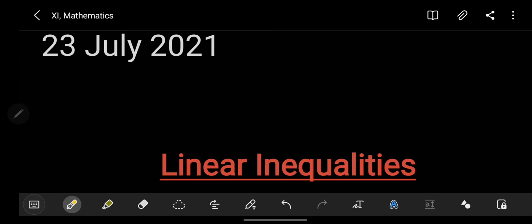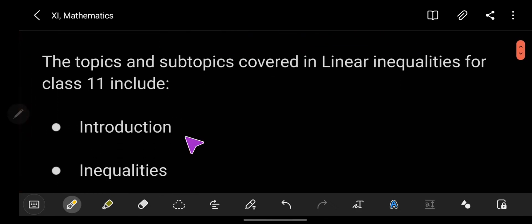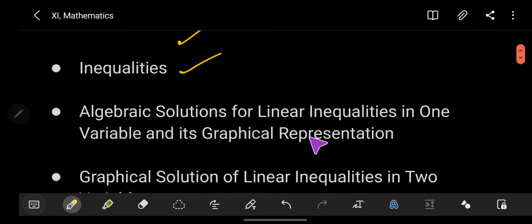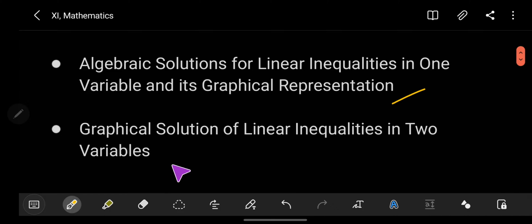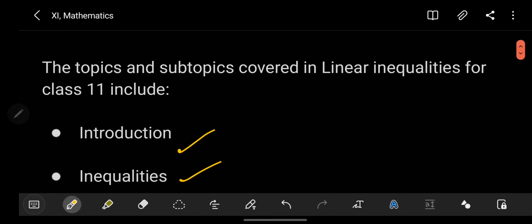Today we shall start with a new chapter of mathematics, that is linear inequalities. It can be called linear inequations also. In this chapter, first of all, we'll talk about the introduction part. Then what is the meaning of inequalities? Then we talk about algebraic solutions for linear inequalities in one variable and its graphical representation. Graphical solution of linear inequalities in two variables, that is our last topic. Today we'll cover the introduction part and inequalities definition.